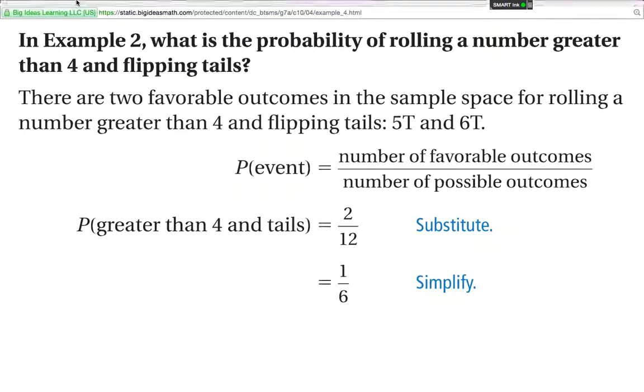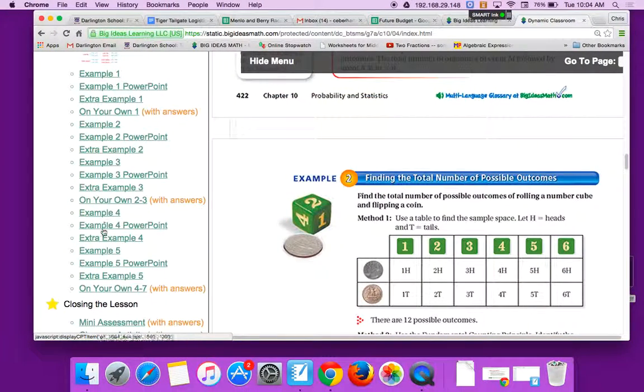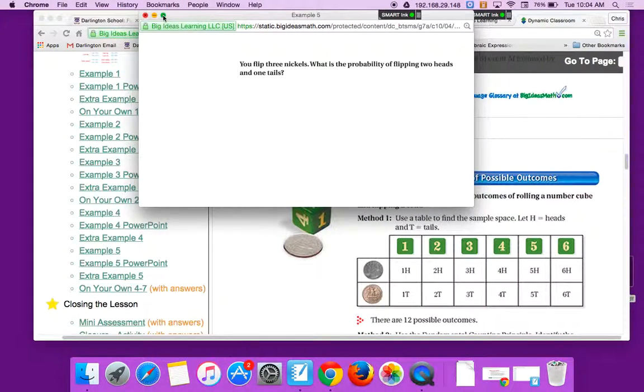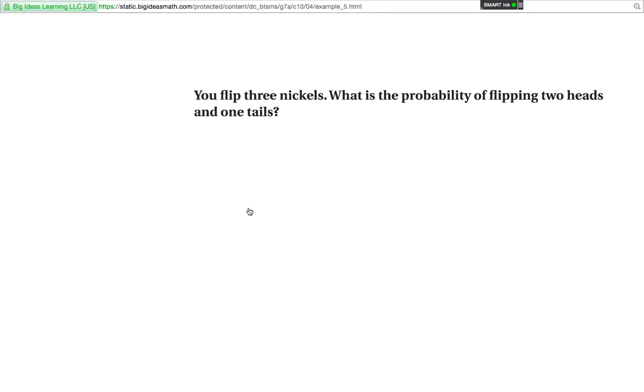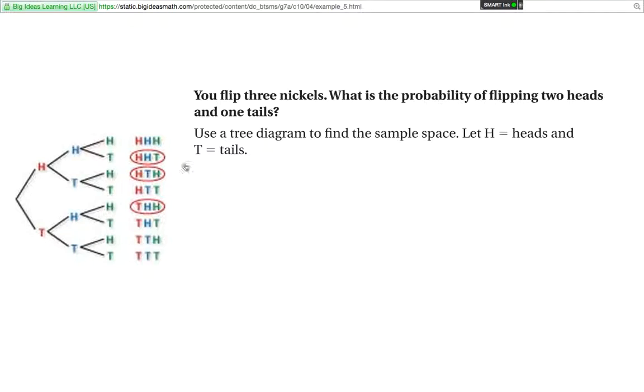All right. Last one. I lied on the previous one. Example 5, last piece of the puzzle. You flip 3 nickels. What is the probability of flipping 2 heads and 1 tails? Okay, we're going to use a tree diagram. In this one, you start with the first flip, heads or tails. You have a 1 in 2 chance of getting that one first. Next one, you have heads, tails, heads, tails. Then the third one, heads, tails again, heads, tails again.